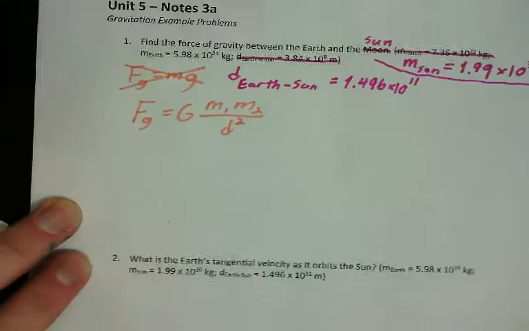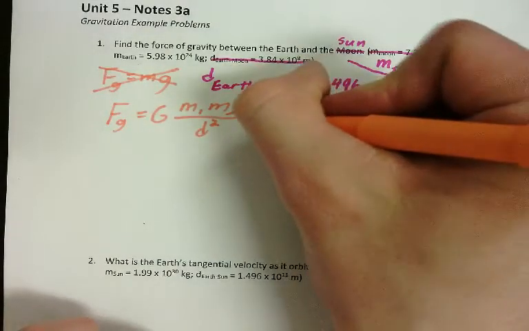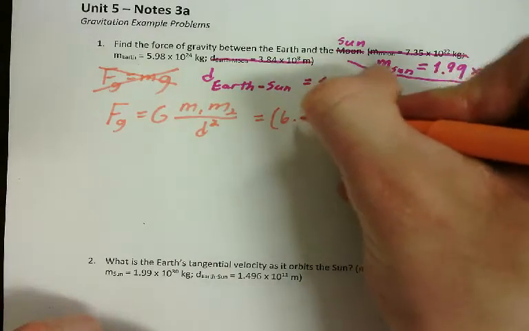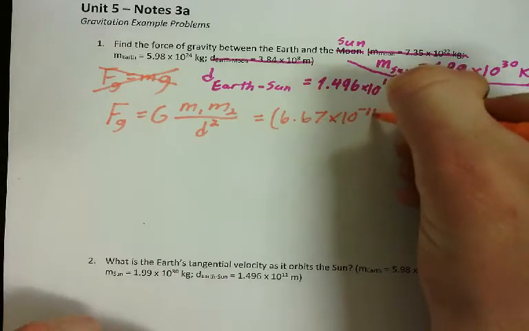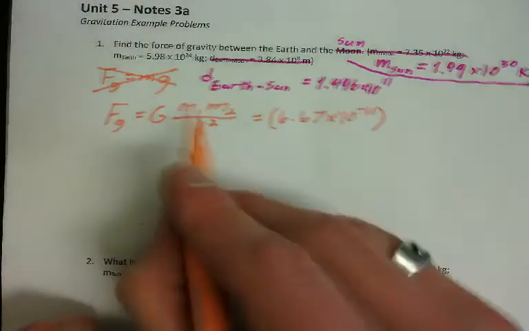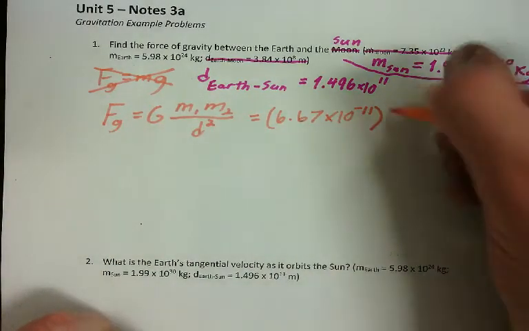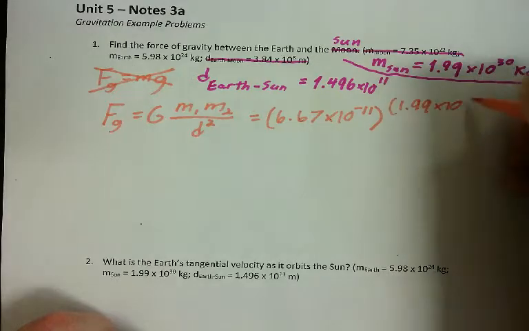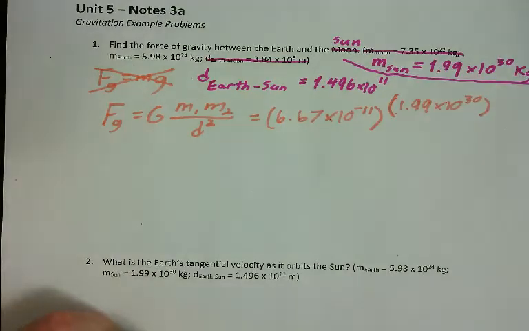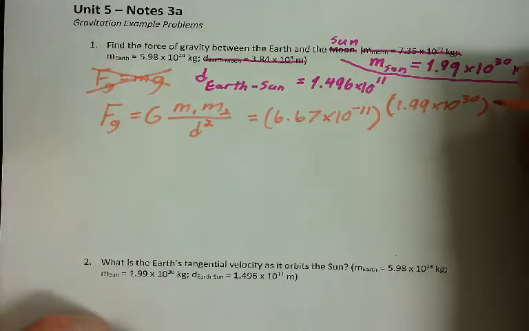So when I'm setting up my equation, and again, I'm just plugging the numbers in right now, Fg equals big G, which is 6.67 times 10 to the negative 11th. Again, that's just given in the equations at the bottom of the page. M1 is one of my masses. It does not matter which one it is. I'm going to use the sun's mass, 1.99 times 10 to the 30th. Times mass 2, which we'll use the Earth's mass as mass 2.